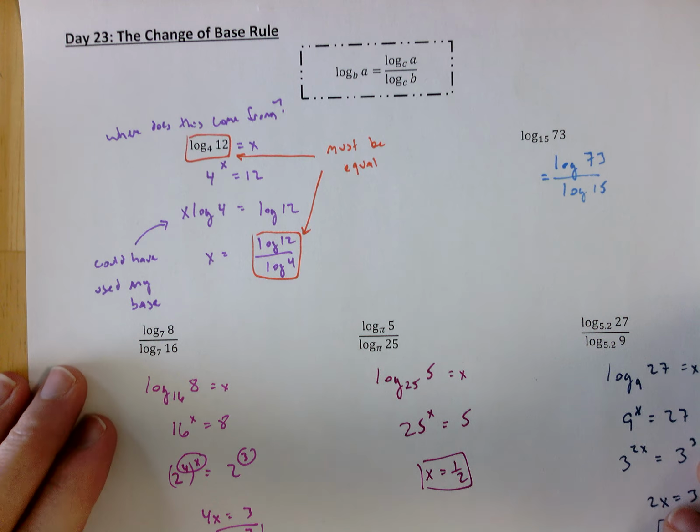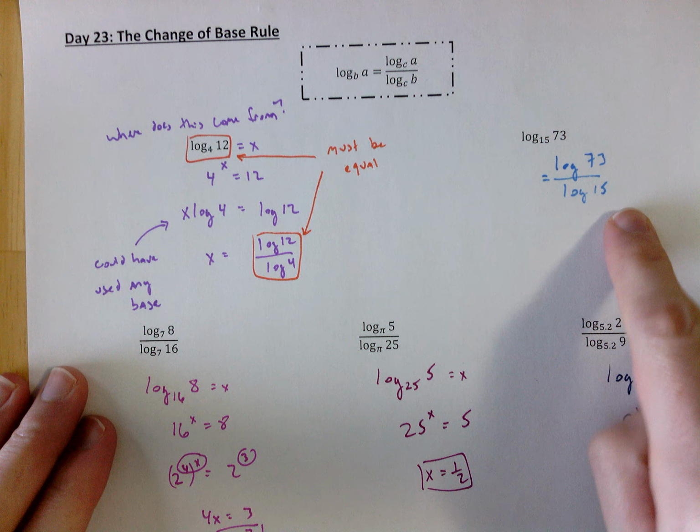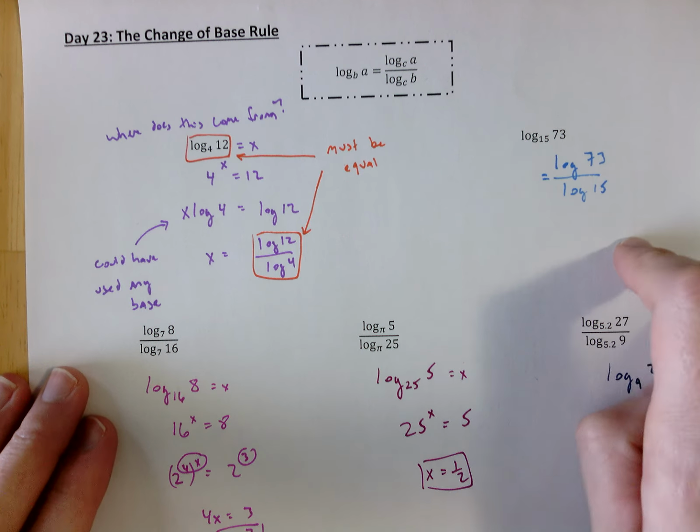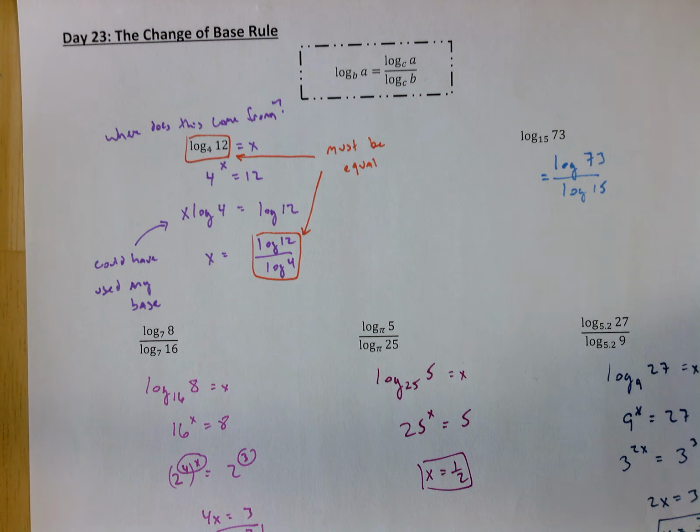Okay, so that is your change of base rule. The big thing that you just need to remember with it is you got to remember what order they go in. Okay, so remember that the argument's always on the top and the base is in the bottom. Okay, so remember that one thing and then just keep an eye out for when you need these types of problems.